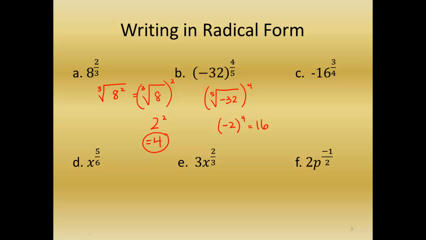Okay, we're going to take a look at the next one in C, and I noticed that on B the negative was inside of the parentheses. It was included with that exponent, whereas in part C the negative is not included, so that is actually representing the opposite.